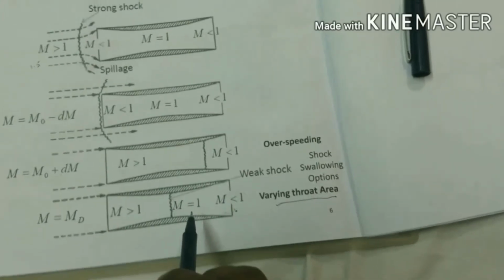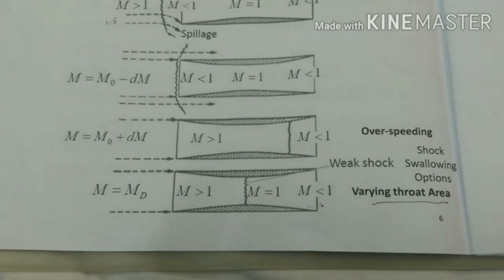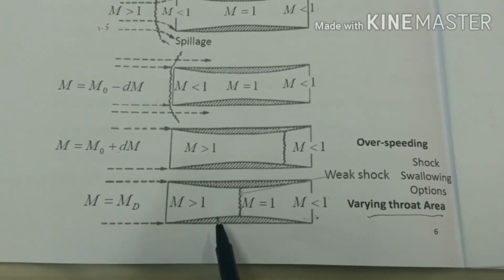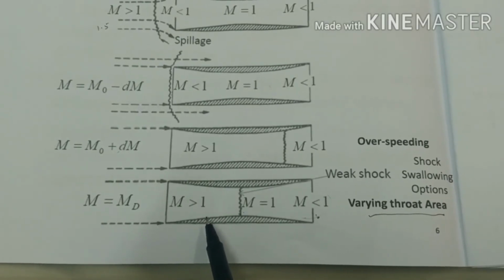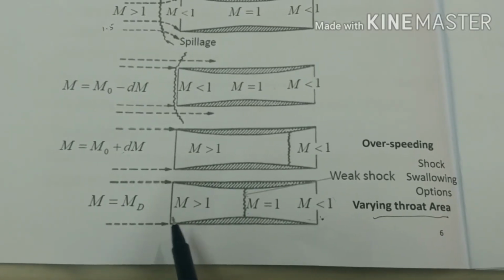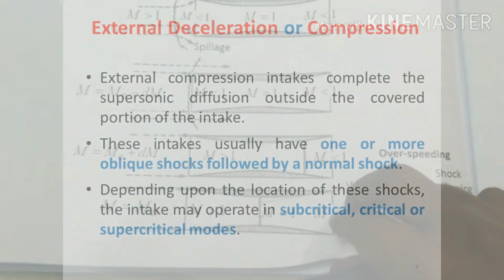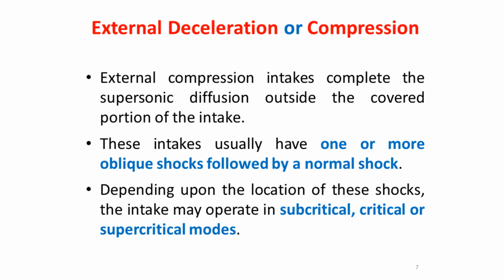So we have seen how a stable shock system is established inside the supersonic intake system, and flow is decelerated from high supersonic to low subsonic. And the same thing can be done with the external deceleration also. Here, external deceleration or compression method also can lead to decelerating the flow from high supersonic to subsonic. And here, this is done through a series of oblique shocks followed by a normal shock.